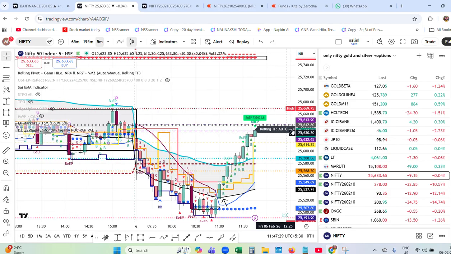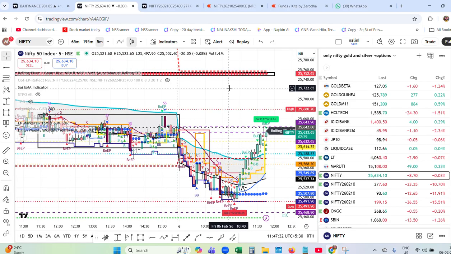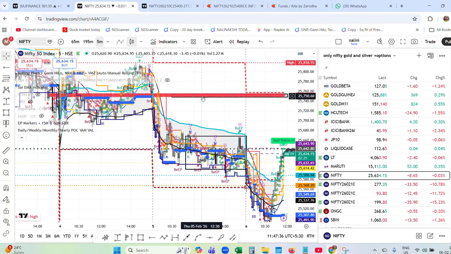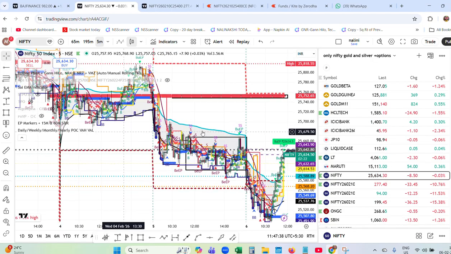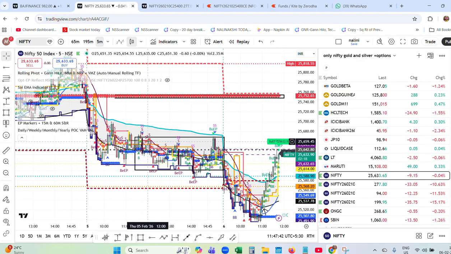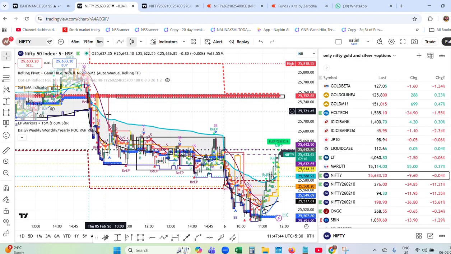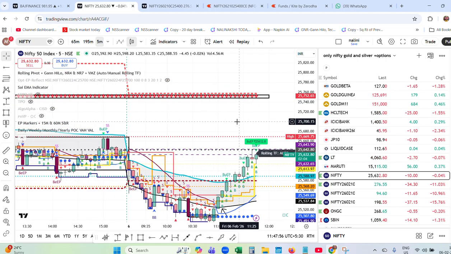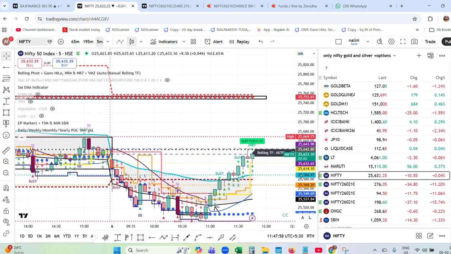25,642. And the next level of point of control is over here, and the market has consolidated throughout the day, and this was the consolidation box. Market had fallen, consolidated again. It can trap this level also. It can go past this level to test 25,752 also.